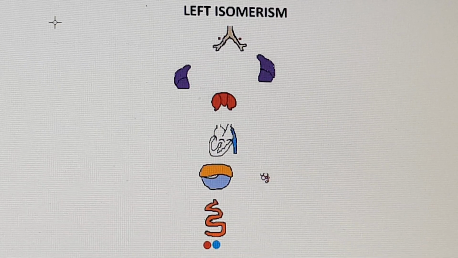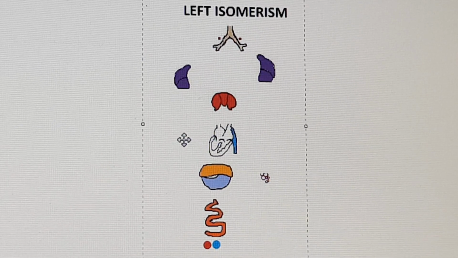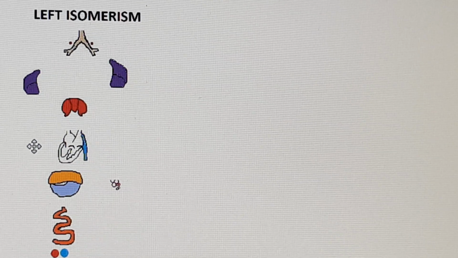If you have understood left atrial isomerism as compared to normal anatomy, I will shift it out and then we will look at right isomerism. Okay. Now I am going to deal with right isomerism. So I will get the topic first up. So now we have right isomerism.